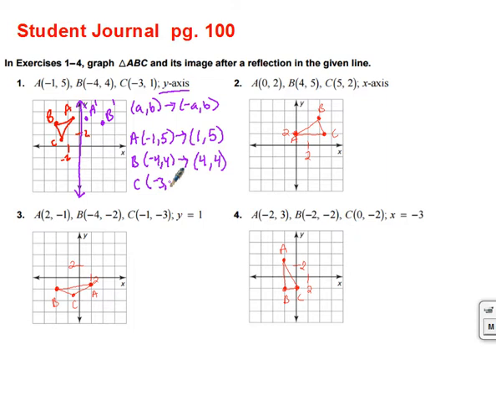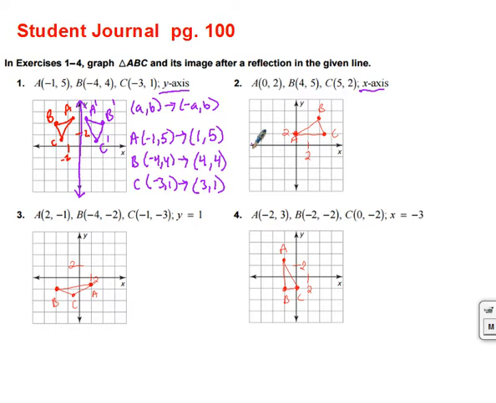C was (-3, 1). So once again, the x-coordinate changes sign. The y-coordinate stays exactly the same. So the x-coordinate became positive. The y-coordinate stayed as 1. So it's now (3, 1). So this is C prime. And if we draw on the triangle, we can tell it's a perfect reflection over the y-axis.